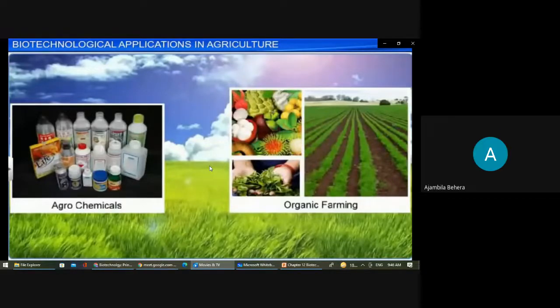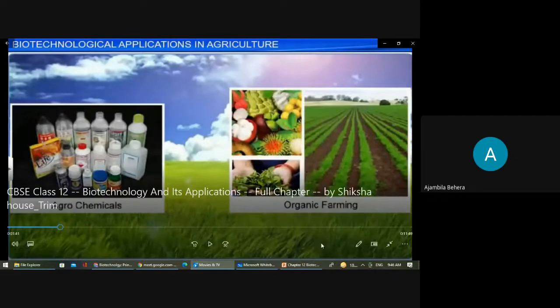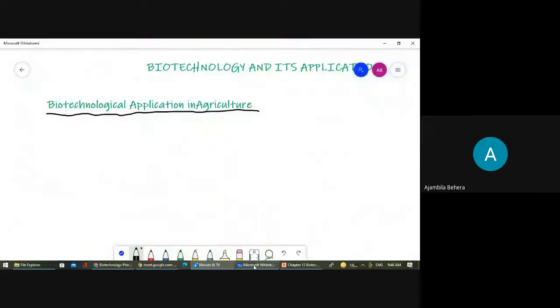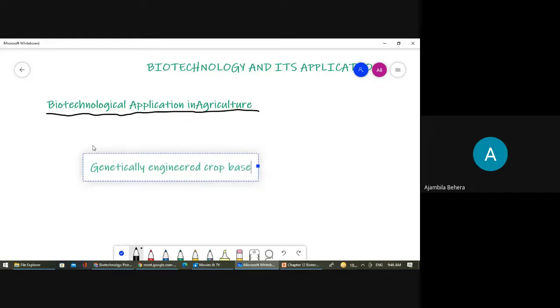We have to follow genetically engineered crop based agriculture. Okay, so we have to follow genetically engineered crop based agriculture.